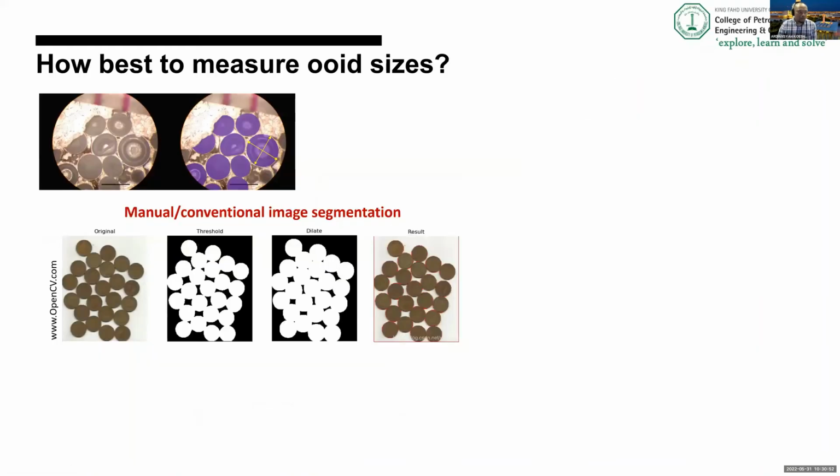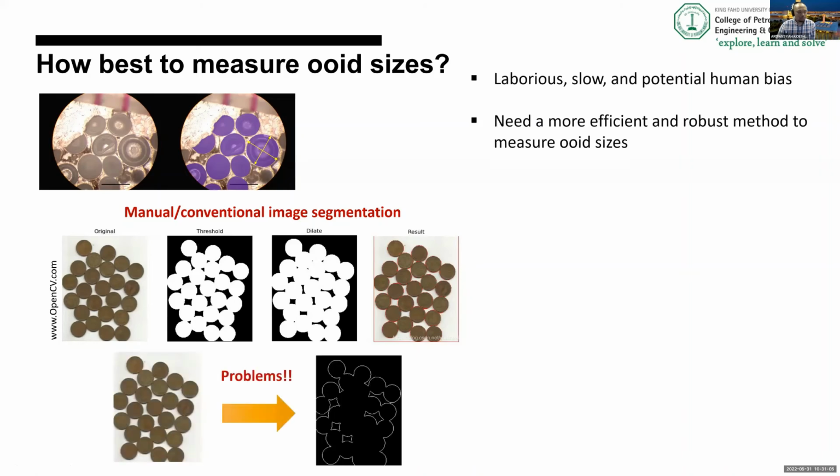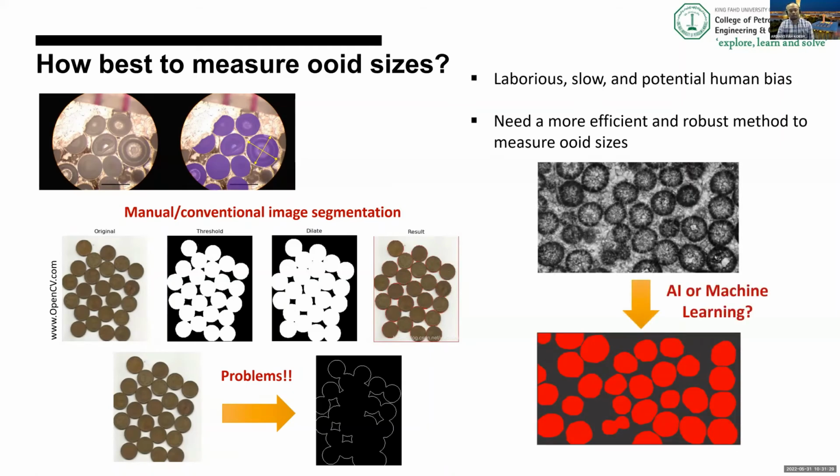We can use manual, conventional image segmentation. But as you can see, just a quick example, this is a very simple coin. We can use different segmentation methods, but from there we have problems. Sometimes you cannot segment it perfectly, and in this case you cannot really measure the size of each individual coin. And it's the same with ooids. If you try to apply this to ooids, because ooids can have many different forms, you also have this issue. So how about if we apply AI or machine learning here?